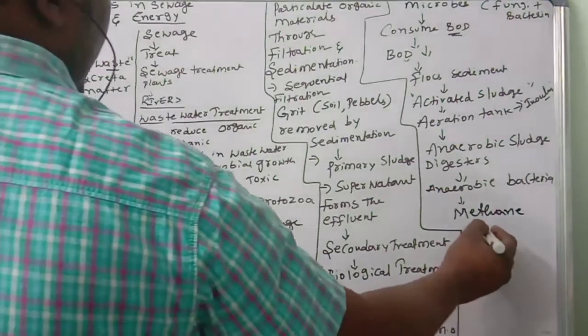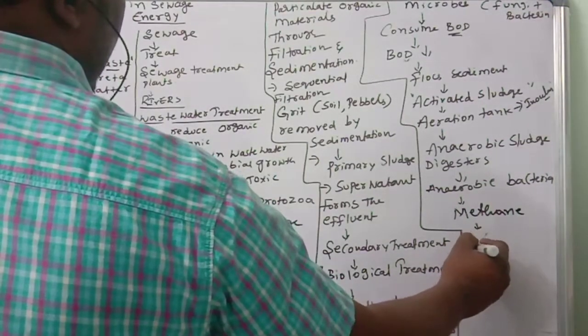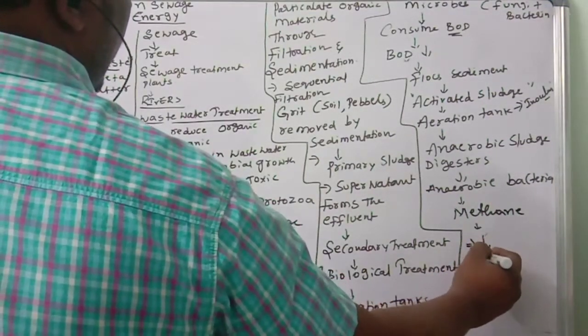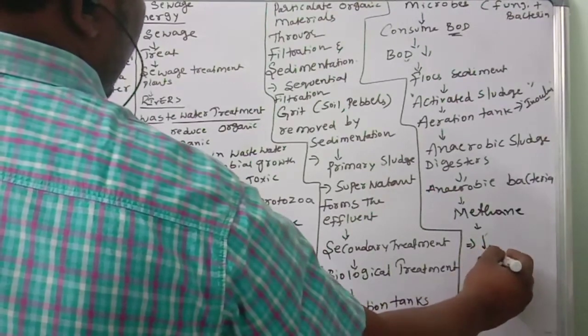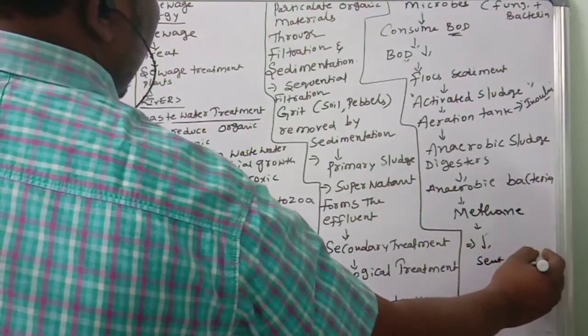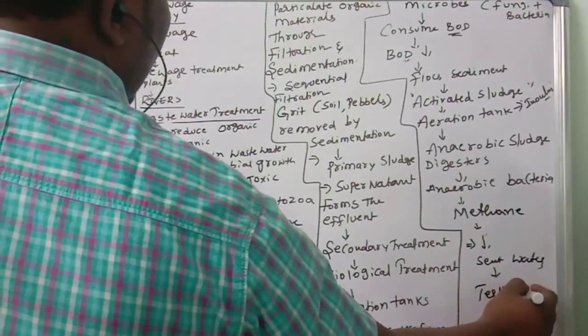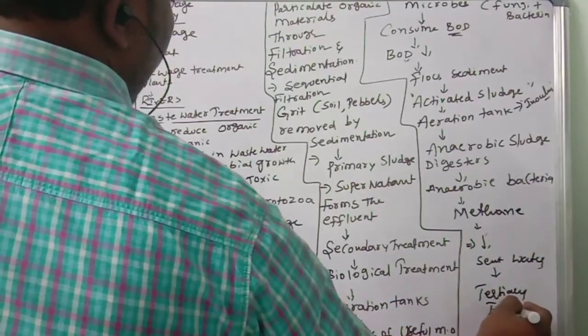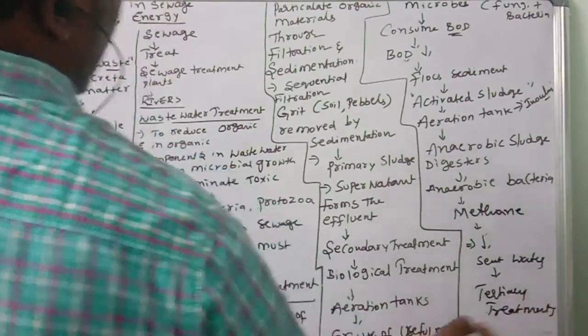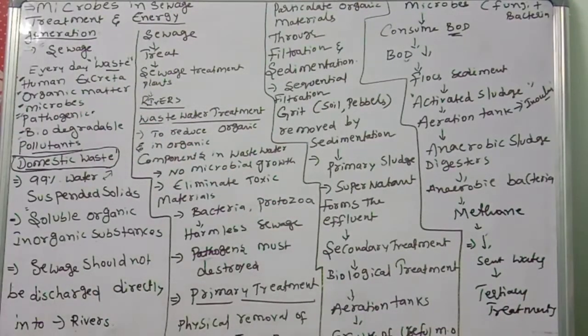After anaerobic digestion, what will happen? Then we take the water and send it to the tertiary treatment. Okay, children, like this, there are very important steps in the treatment of sewage or wastewater.